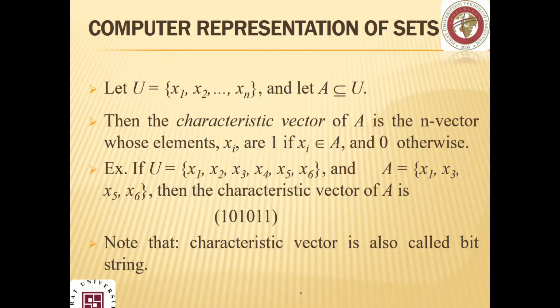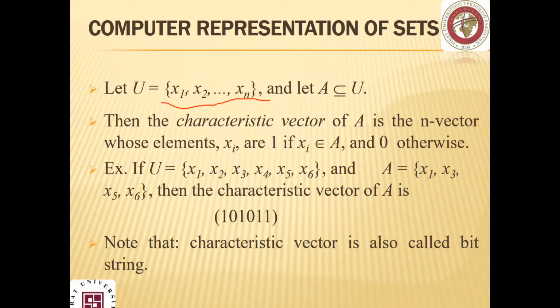We have what we usually refer to as the computer representation of sets. We have something extremely important. We refer to it as the characteristic vector. The characteristic vector is represented by an n-vector. It's exactly an operation based on the universal set and a subset from this universal set. So we have a universal set represented by whatever. It's not necessarily x1, x2, x3. This is just a generalized form. And usually we have a subset A from this universal set.